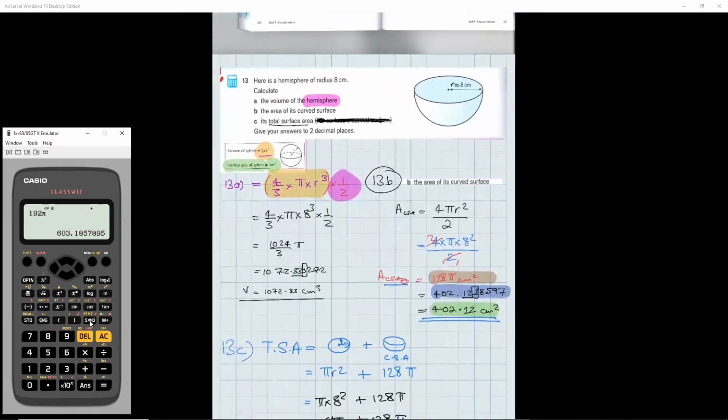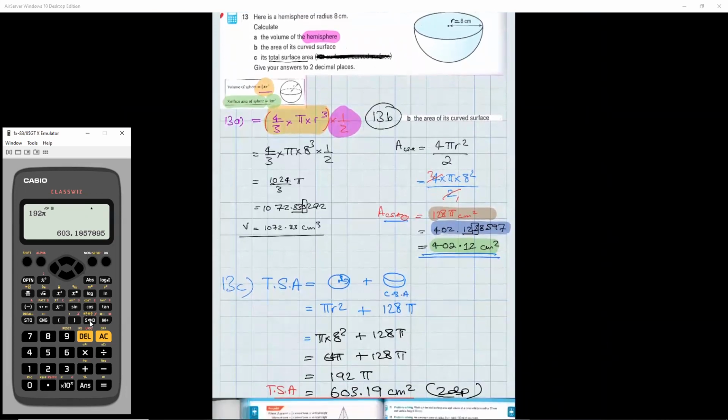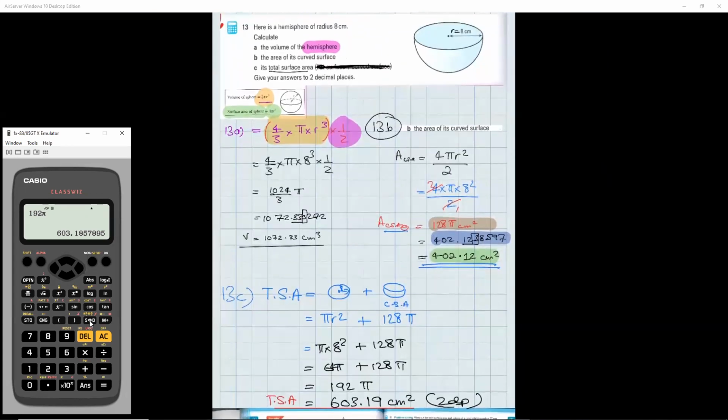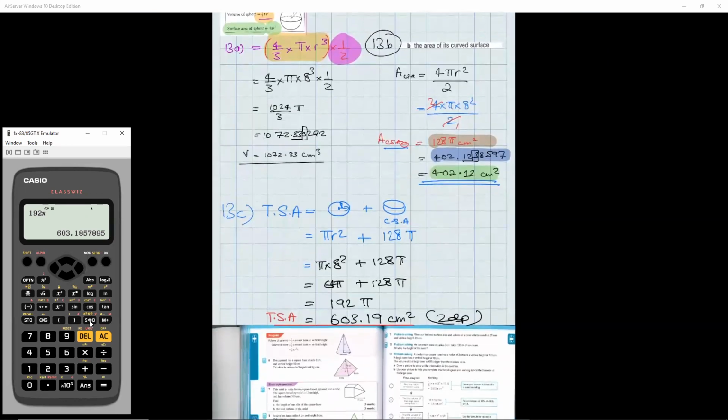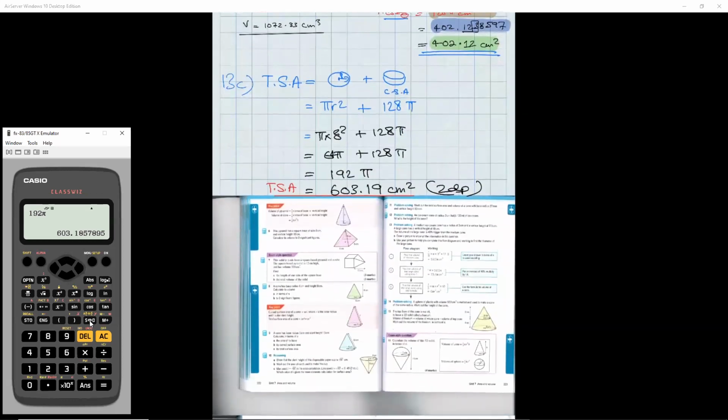Okay, so that one question there had multiple parts. We had a volume of a half a sphere. We had area of the curved bit, which was half a sphere again. Then we had the total surface area, which was using the previous question and a new one. Fantastic. Right, let's add to the page.